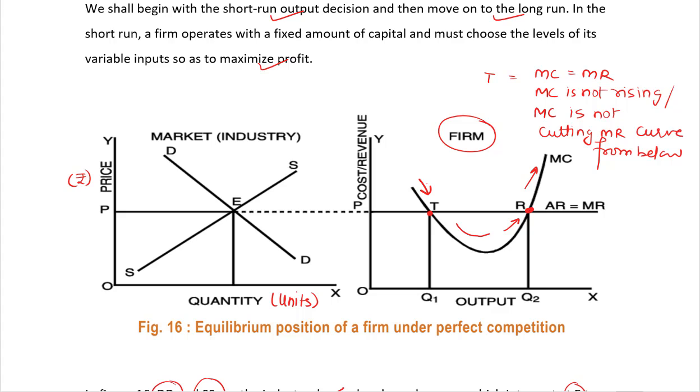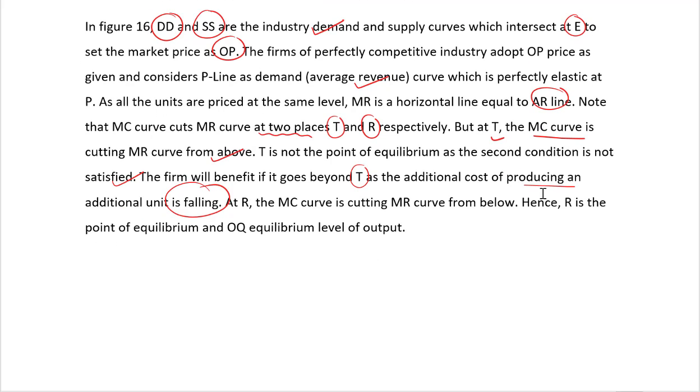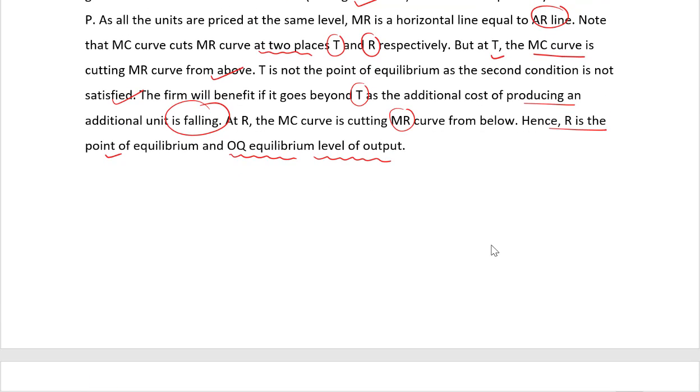But from here, MC is rising, that is cost is rising. So this is the optimum point at which, at Q2, the firm should do production. Why? Because the cost is rising. So that is the optimum level of output. At R, the MC curve is cutting the MR curve from below. Hence R is the point of equilibrium and OQ is the level of output. I believe you understood.